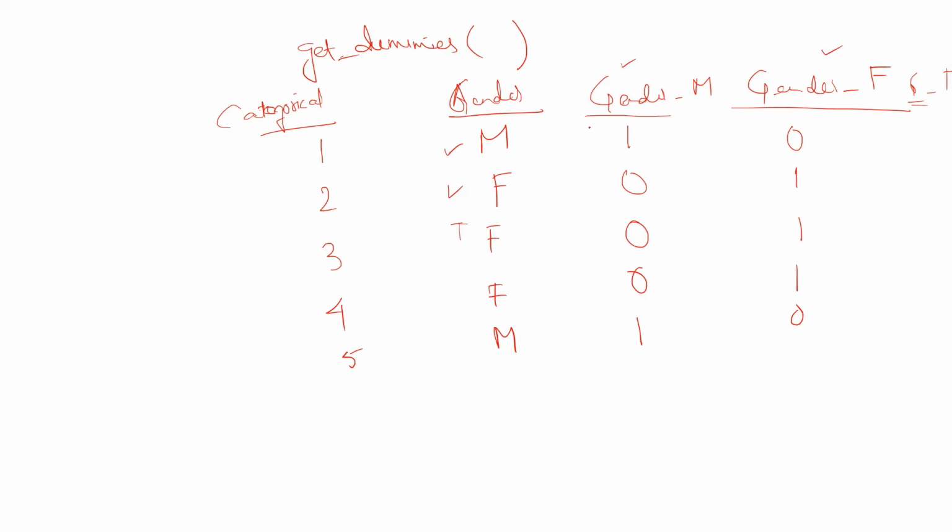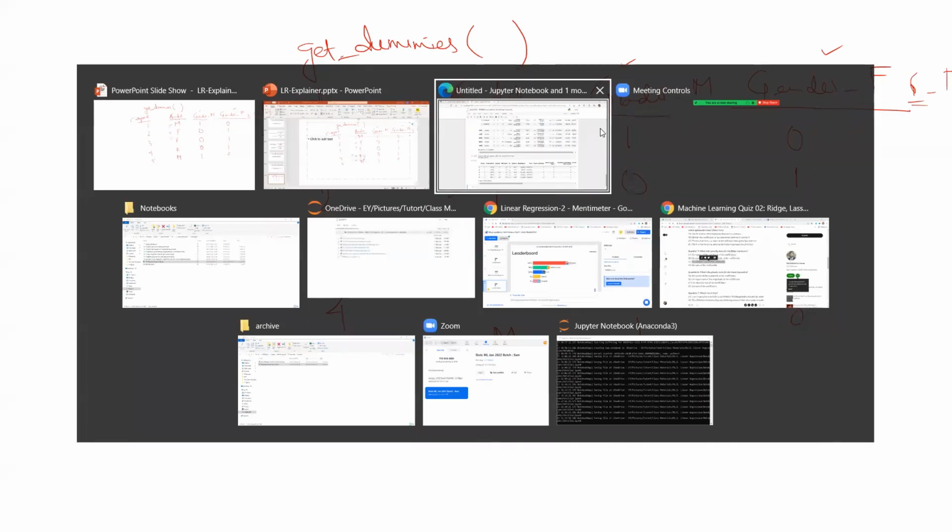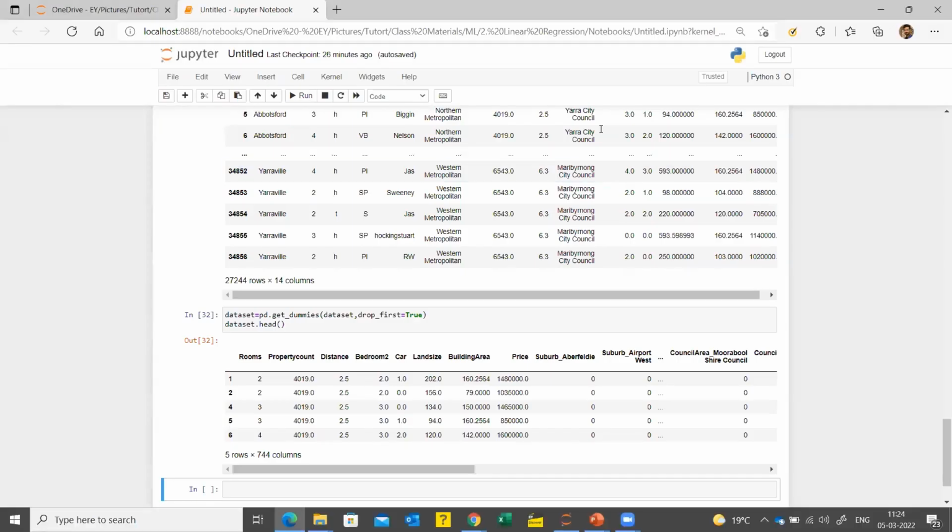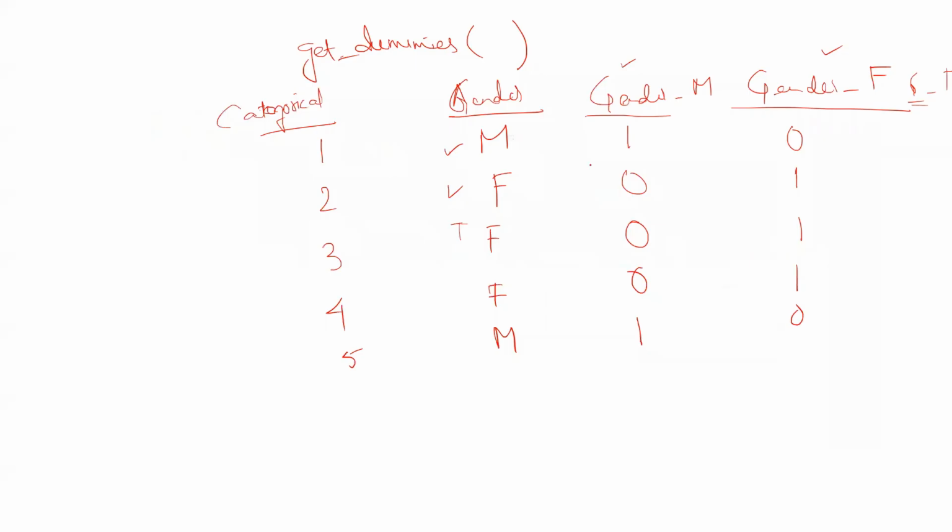and with drop underscore first equals true, what I'm doing is dropping this column. I'm deleting this. Even if I delete this, you will be able to understand how many males are there. If gender for female is 1, obviously the other one will be male. So this becomes a redundant column, and it is not required.